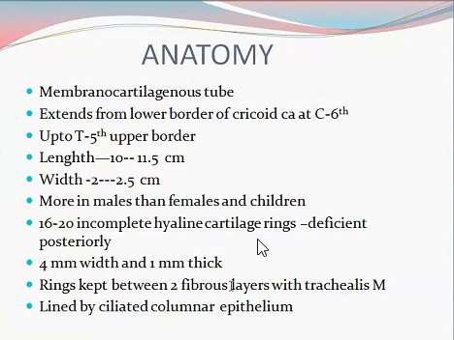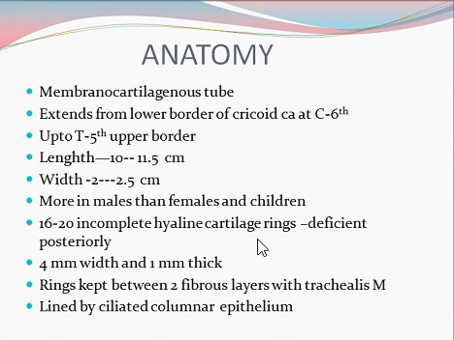The trachea is not a totally cartilaginous tube. It is a membranocartilaginous tube. It extends from the lower border of the cricoid cartilage at C6 downwards up to the upper border of the thoracic fifth vertebra. The length of the trachea is about 10 to 11.5 centimeters. The width is about 2 to 2.5 centimeters. The width is more in males than in females and children. This is very important whenever you perform tracheostomies.